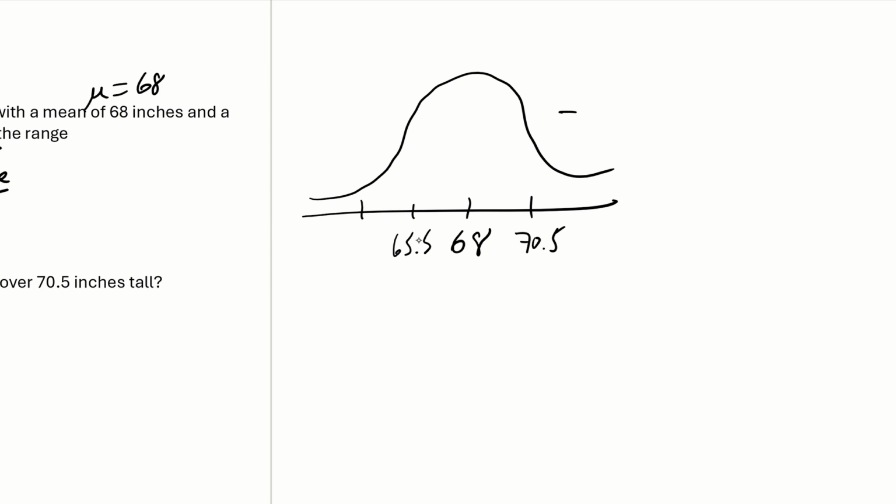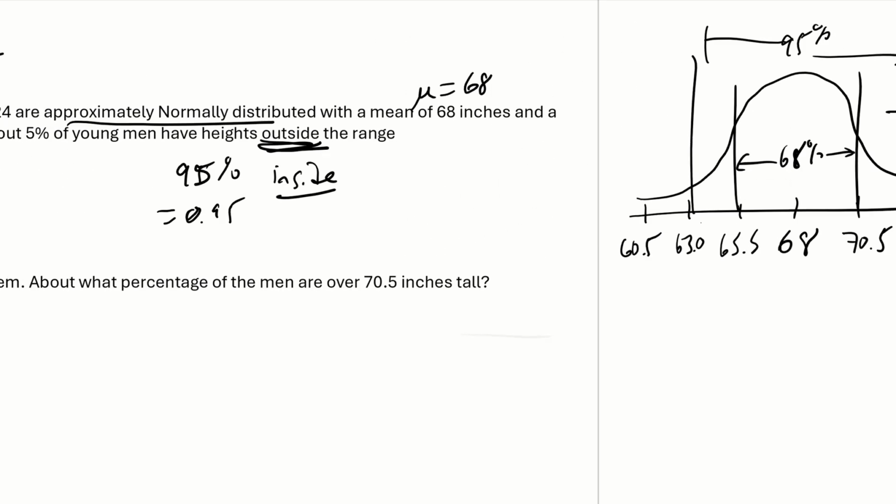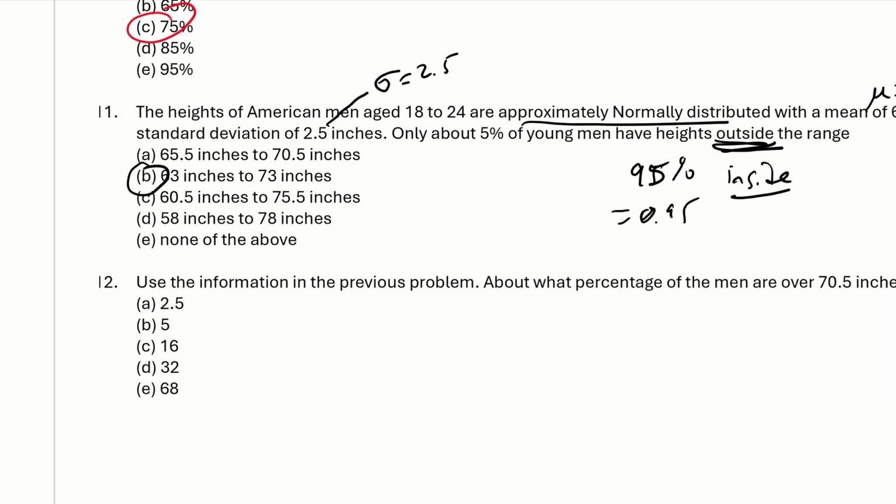And then minus another 2.5, that's 63.0, and then another one is 60.5. Then I keep adding 2.5 on the other side, so it's 73.0, and then 75.5. So this is 1 standard deviation away, this is 2, and so on. From here to here should be 68%. From here to here is 95%. That means we're looking between 63 and 73. And the answer is B.